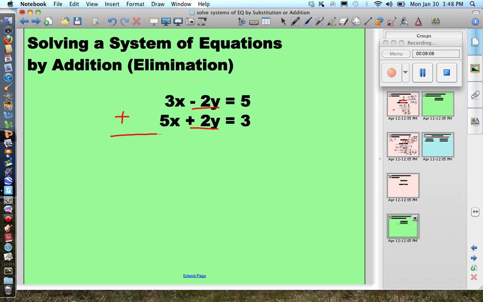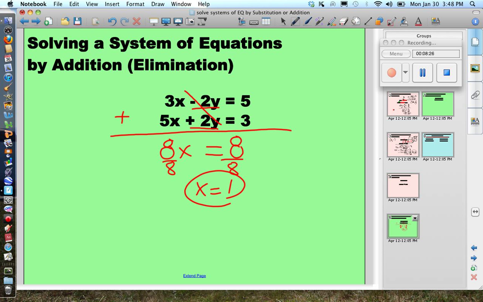So if I add these 2 equations together the way they are, 3x plus 5x is 8x. Negative 2y plus 2y is nothing. And that equals 5 plus 3 is 8. And now I can just divide by 8, and I get x equals 1. So if x equals 1, I still have to go back into one of the original equations to find y.